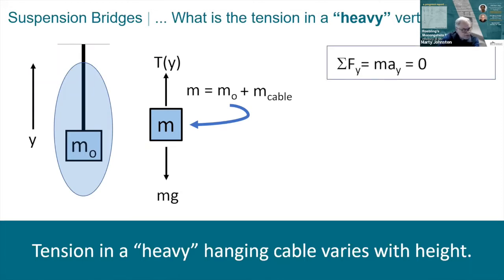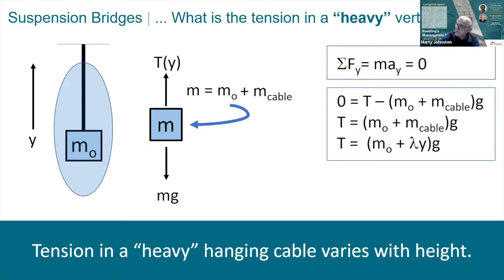Well, I still start from the same place. F equals ma is equal to zero. But now in this case, I have to include the mass of the cable. And when I look at the mass of the cable, I'm assuming a linear cable. So the important idea is the mass of the cable is going to be the properties in that cable, which are going to be the density of the cable and the length of that cable. So however much length I have times the density is the mass of that enclosed cable.